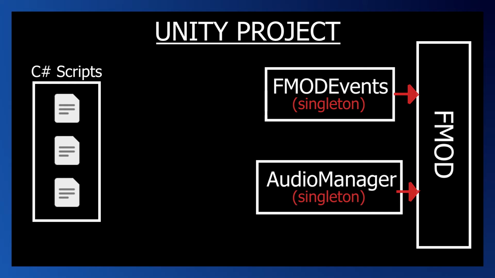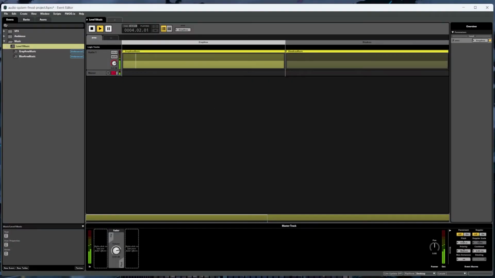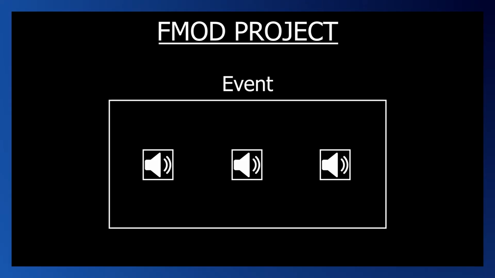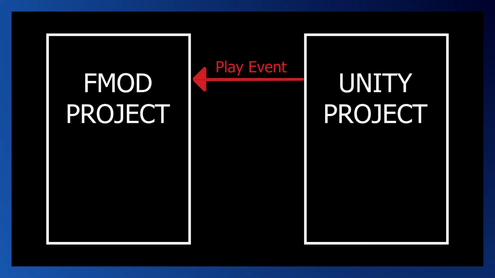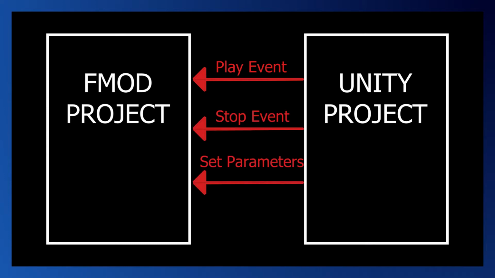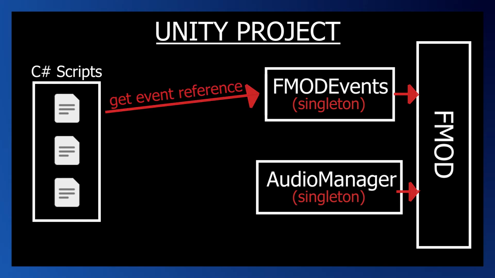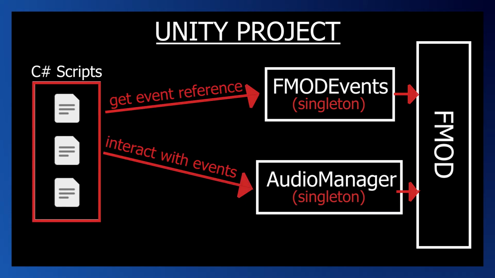So I know that was a ton of info, but we're going to reiterate a lot of that information throughout the implementation we do, so as long as you understand the gist of what's going on, you should be okay. To sum up this entire system though, on the FMOD side, we create events using audio files, which are organized into banks, which the Unity project can then interact with by playing those events, stopping those events, or even controlling those events through the use of parameters. On the Unity side, we're going to keep references to all of those events in a singleton class called FMOD events, and then interact with those events using another singleton class called the audio manager, so that any script in the project can easily trigger audio.